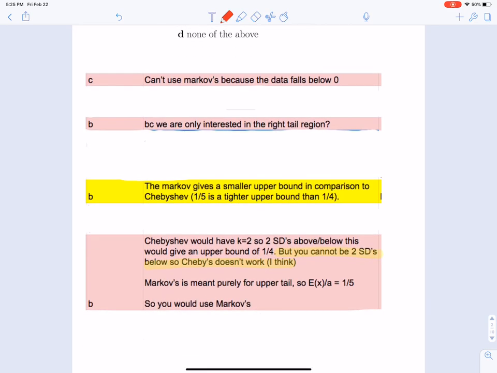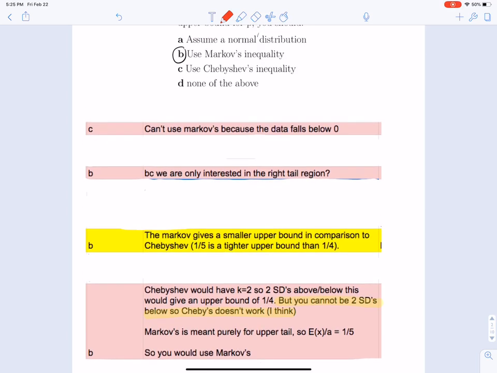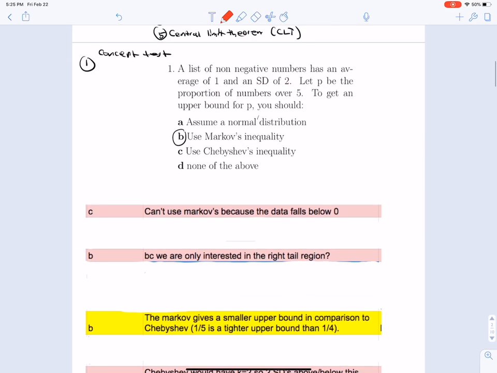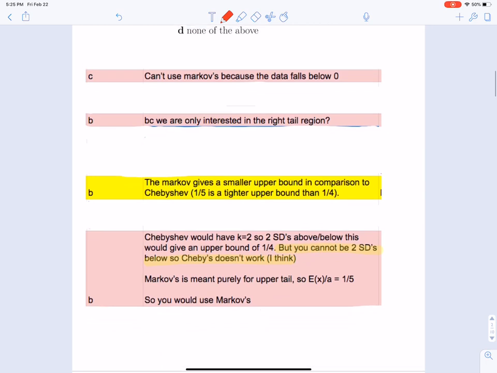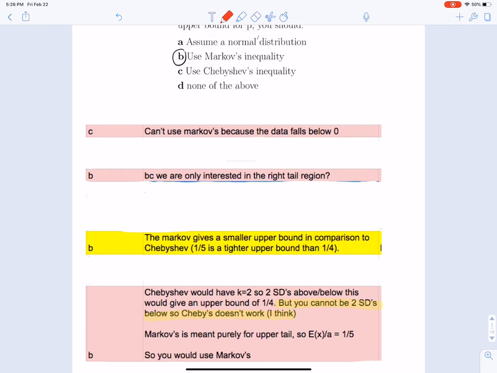So one person says you can't be 2 SDs below, so Chebyshev doesn't work. That is not correct. It's true you can't be 2 SDs below because these are non-negative numbers, but Chebyshev can still apply to find the upper tail.